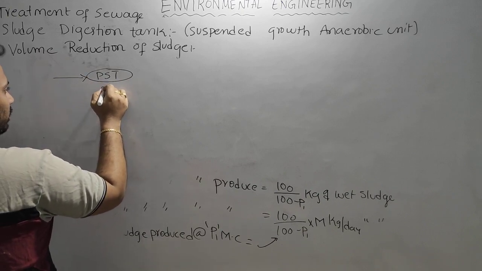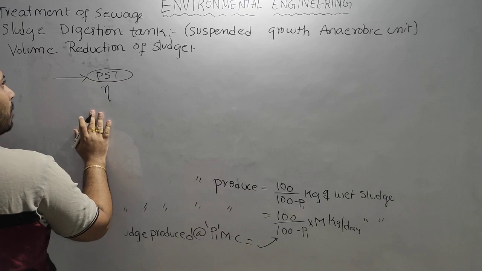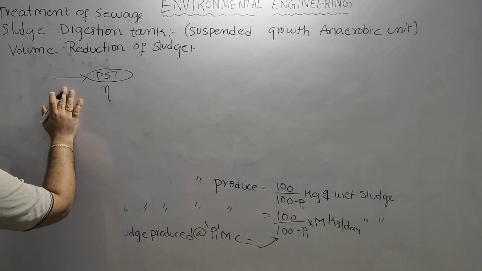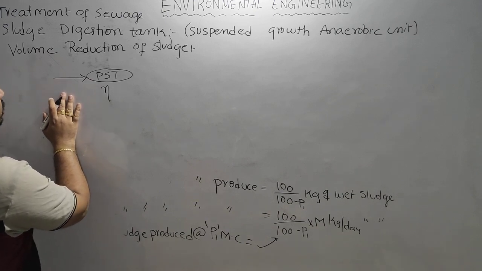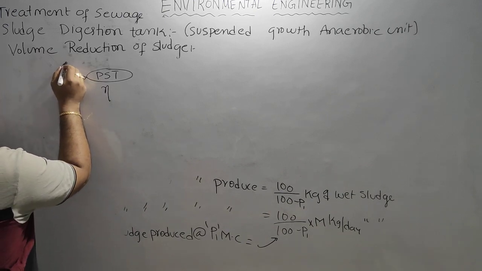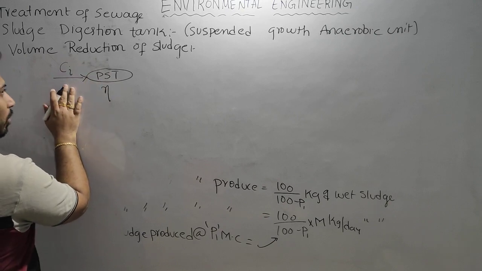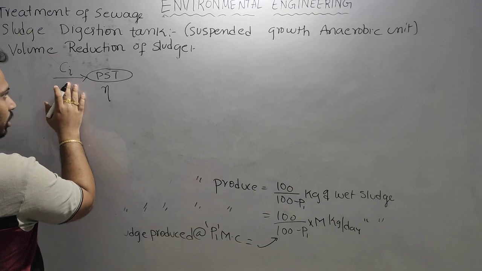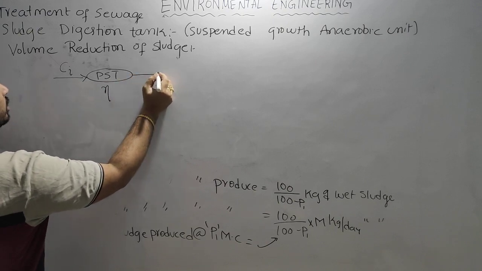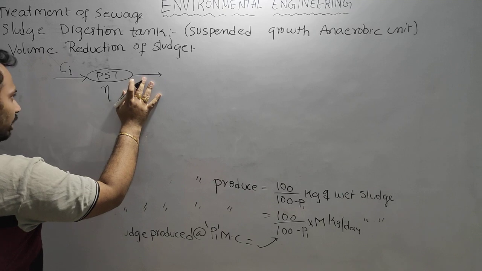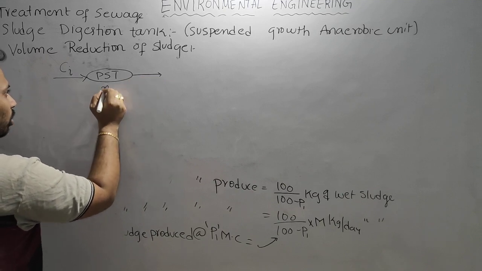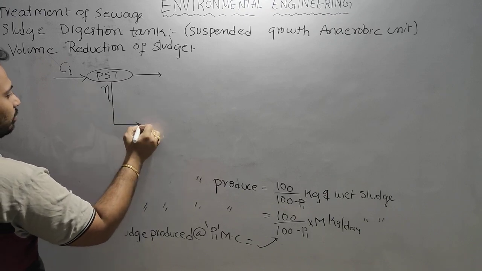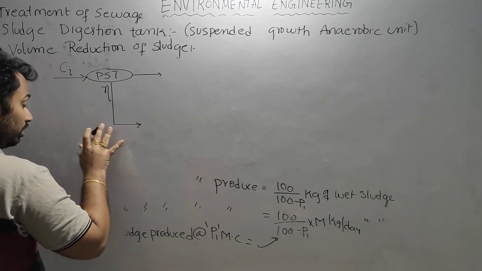Let the efficiency be eta. Here the solids concentration, let it be Ci, at this point. Now this is the effluent of the primary sedimentation tank. From here some solids will come in sludge to the sludge digestion tank.